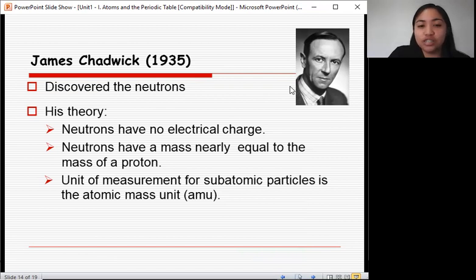And again, neutrons, iyang theory is that neutrons have no electrical charge. Neutrons have a mass nearly equal to the mass of a proton, and the unit of measurement for subatomic particles is the atomic mass unit. So makita ninyo nga si Thomson, si Rutherford, o si Chadwick, ang ilaha nga discovery or ilaha nga mga theory gapakita that atom is composite and structured.